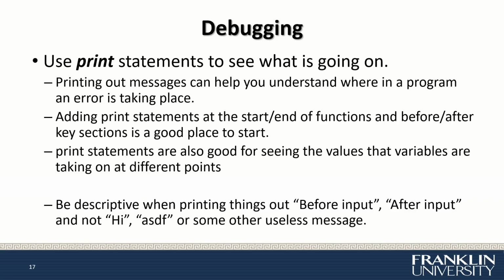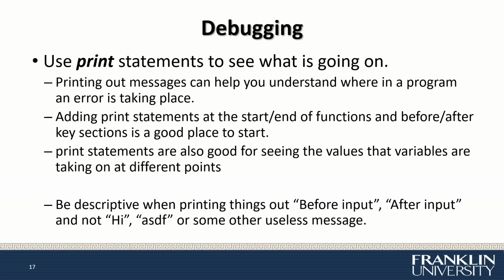You can also use print statements to see what's going on. Printed messages can help you understand where the program is. Use the print statement to print the value of an intermediate variable just to see what's going on. But be descriptive when you add the print statement. Maybe before input, after input. Don't put something like 1, 2, 3 that can't be used as a message. You are going to debug the program, so you might as well add descriptive messages to help you decide how the program works.